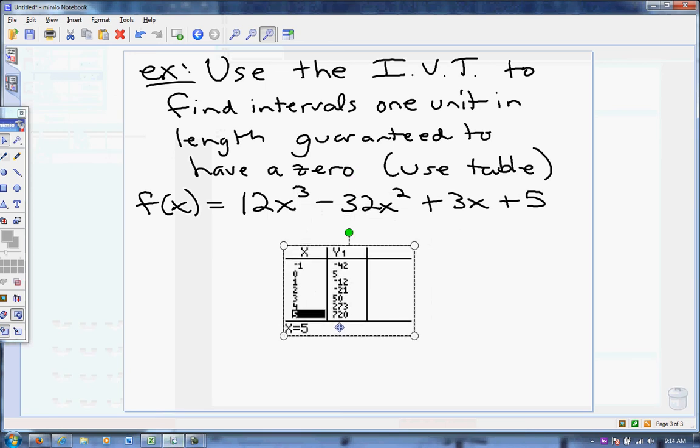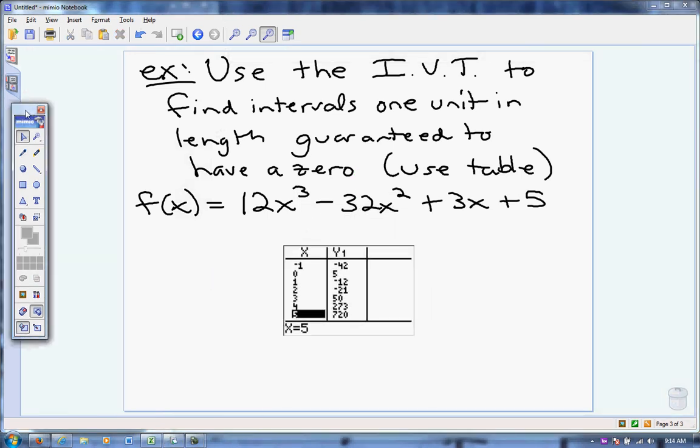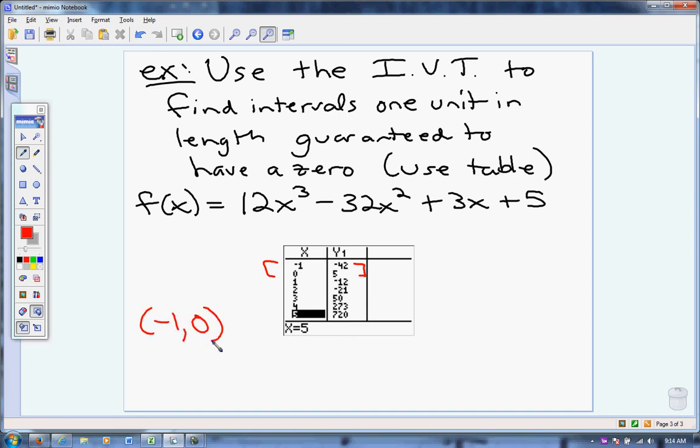Okay, if this is my table, all we're doing here is analyzing the table. Look right here. Don't I have a jump from a negative function value to a positive function value? Do you see that? I went from negative 42 to positive 5. So I have found one interval where there has to be a 0. Somewhere between negative 1 and 0, there has to be a 0. There's my first answer.